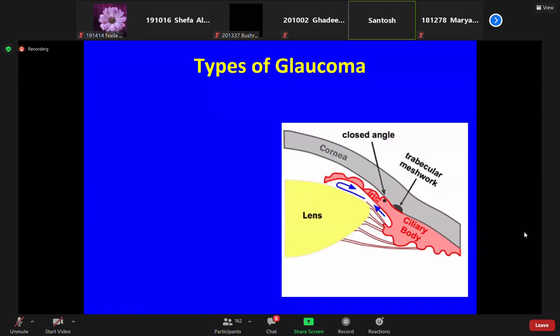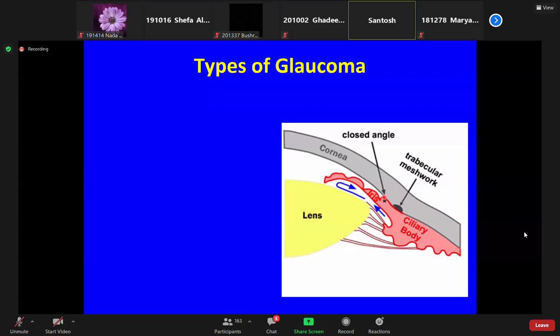So see, at the angle we have the trabecular meshwork and canal of Schlemm. So this is the drainage pathway. If this angle gets closed due to certain reasons, suppose the iris is being pushed forward, and this angle gets closed. This can be due to various reasons. It depends, for example, the axial length of the eyeball may be smaller.